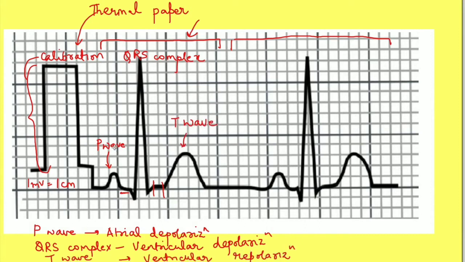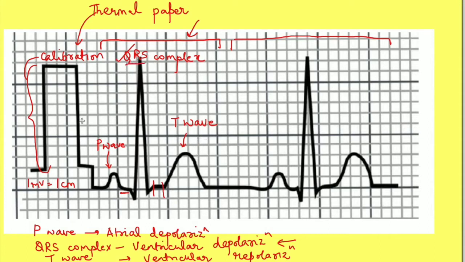Now you may ask, where is atrial repolarization recorded? Atrial repolarization occurs at the same time as that of ventricular depolarization, so the voltage change there is merged with QRS complex. Now this is the convention which we follow while naming the waves, that is starting with P wave till T wave. Especially you should focus on QRS complex.